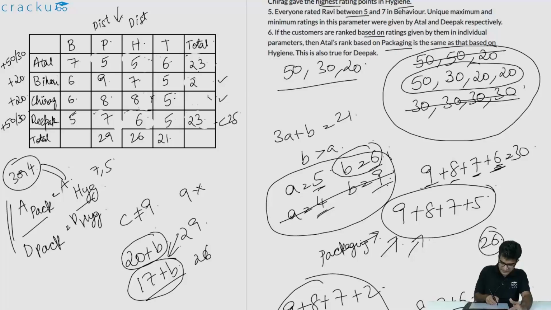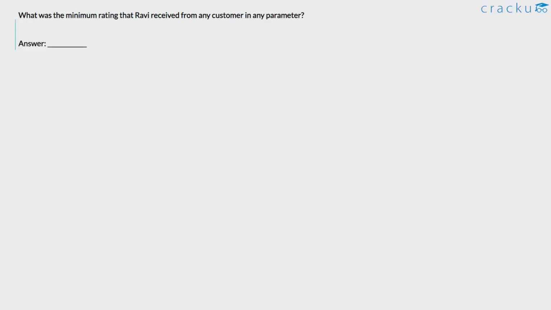This is 16 plus 11 is 27. If you are adding everything up, this is 17 plus 11 is 29. This is 15 plus 11 is 26. So everything is adding up. Now let us go ahead and answer the questions that follow.